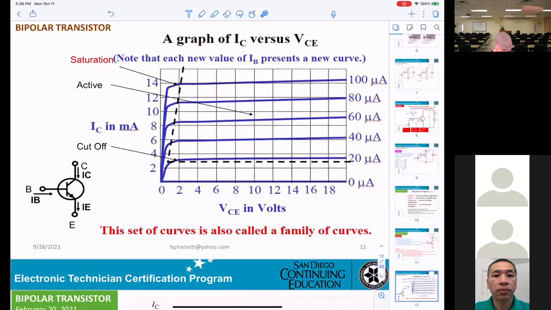So that's why normally they draw the line. That's what they call a load line. They just draw the line.